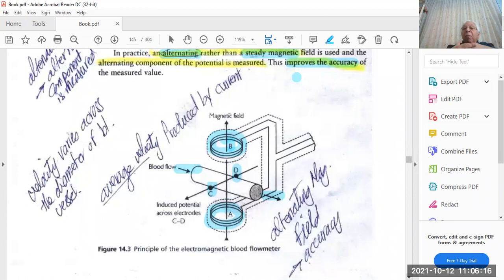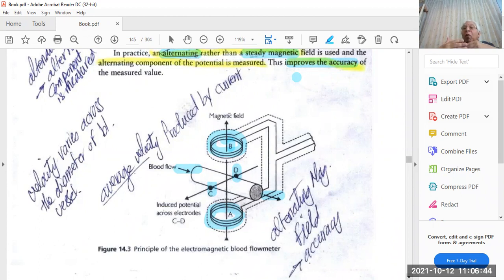The flow of blood through this tubing, which supposes the blood vessel, perpendicular to this magnetic field, will create a potential. This potential is going to be recorded by two electrodes, C and D, present across the blood vessel. Of course, through the blood vessel, we will measure the flow.